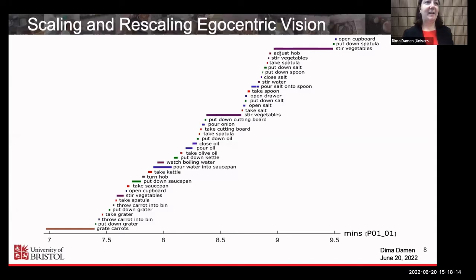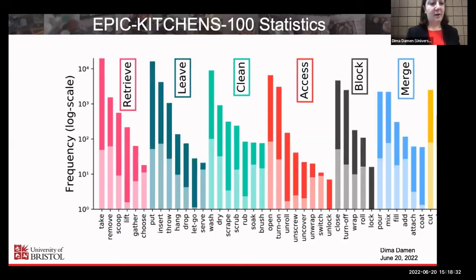But if you look at the data that we have, this is what we are actually monitoring over a couple of minutes. You have these actions that are fairly long, like grating the carrots. This is followed by this very, very short action of putting down the grater. And of course, we have the truth, which is that anything naturally collected is long-tailed. The y-axis here is log scale, so don't let it deceive you. This is extreme. We have a lot more examples of certain things than others.